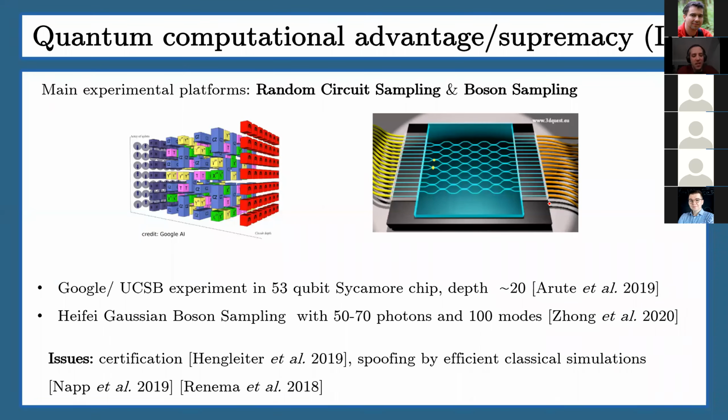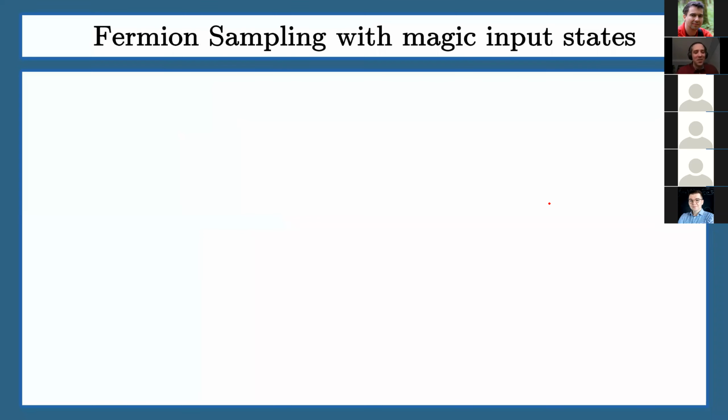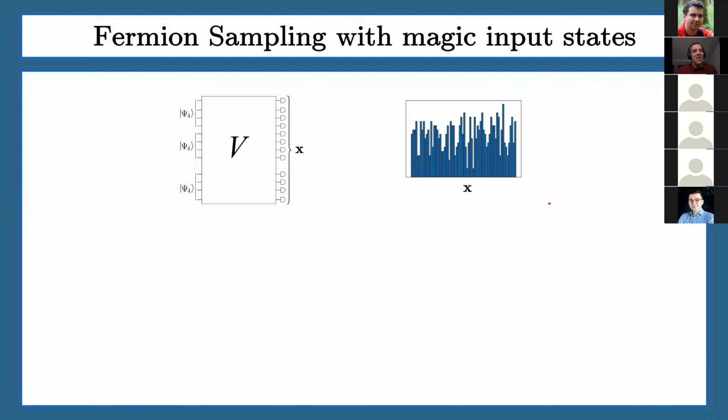As I said, there are issues with those proposals, because it's very hard to certify them, and you have to compete with efficient classical simulators, because they are also improving. Okay. Right, so after this introduction, I'm always over time, sorry, I can finally move to our proposal, okay?